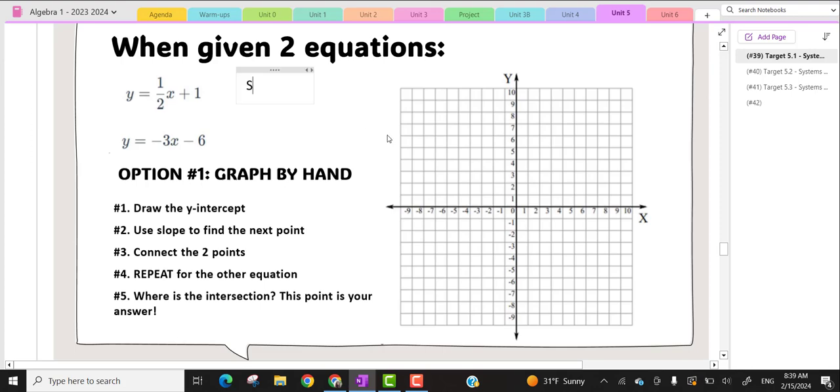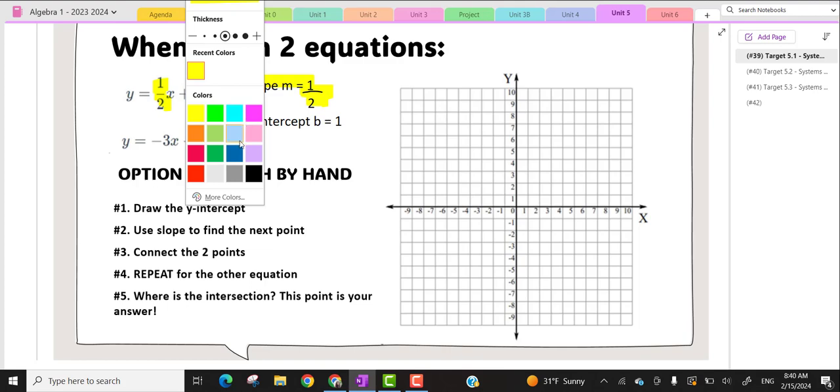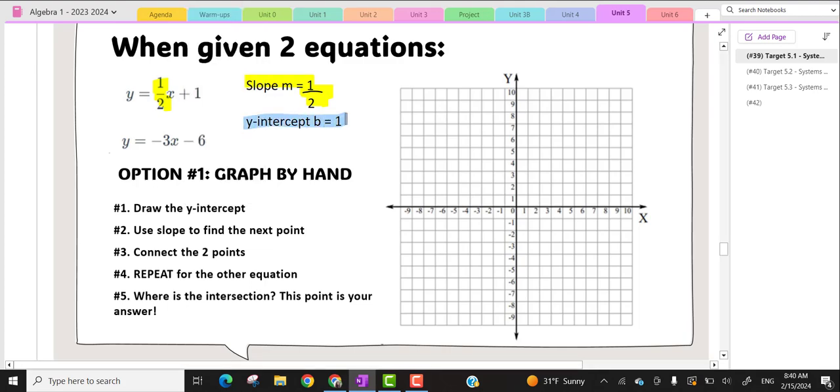So, the first equation, slope m is 1/2, and then the y-intercept, b, is 1. And I'll draw my little line right here. Okay, so aquí slope es 1 sobre 2. And then the y-intercept, 1, is right here. Okay.